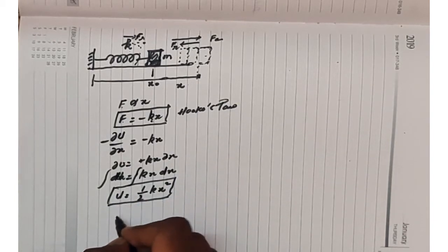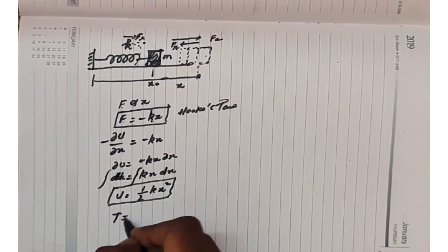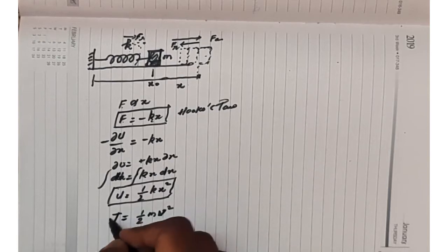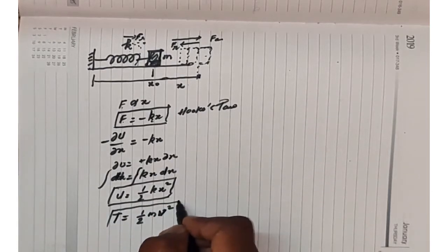What is the kinetic energy? It will be simple. The kinetic energy, in general denoted by the symbol T, is equal to half m times the velocity square, with small v as the velocity. This is the kinetic energy of the particle.